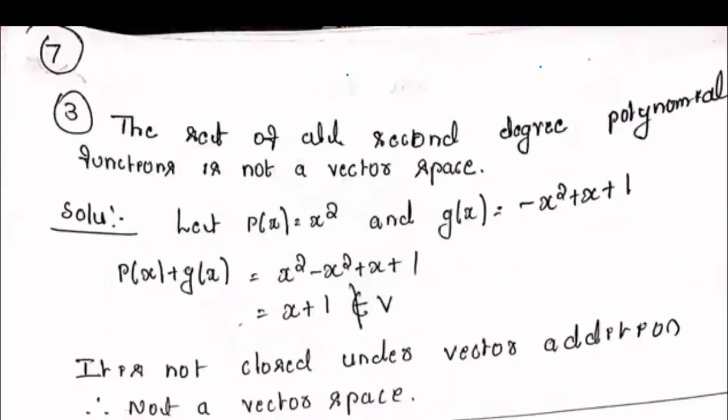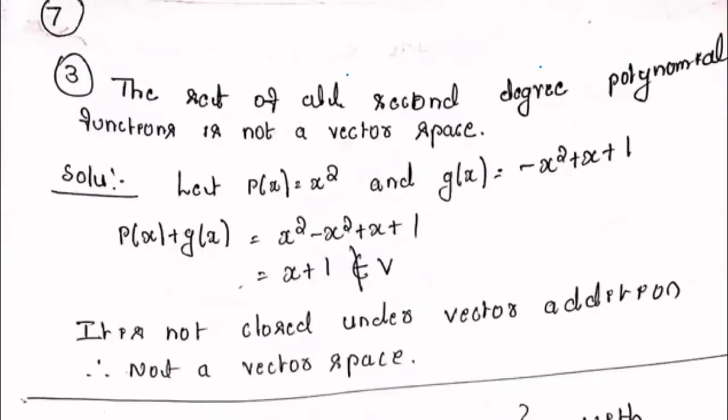The third problem is this. The set of all second degree polynomial functions is not a vector space. That means you are considering in the set only second degree polynomials. What are the examples of second degree polynomials? x square plus 1, x square plus x plus 1, x square plus x, 2x square plus 3x plus 4 is equal to 0. These are all second degree polynomials. You are considering only the set of second degree polynomials, and you have to prove that it is not a vector space.